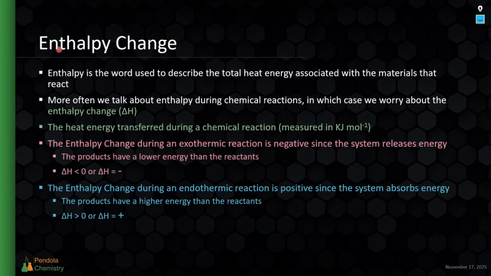Now, enthalpy change. The word enthalpy, which you're going to hear a lot in this chapter, is the main focus of the chapter. It's used to describe the total heat energy associated with the materials that react. So essentially, the word enthalpy is the same as saying heat energy. Those two things in your mind should basically be identical to each other. There are some nuances to it, but we're going to essentially think of enthalpy as heat energy.